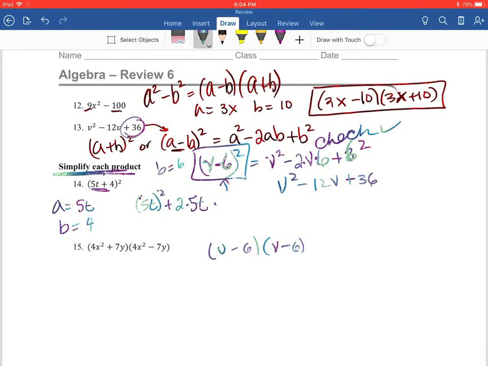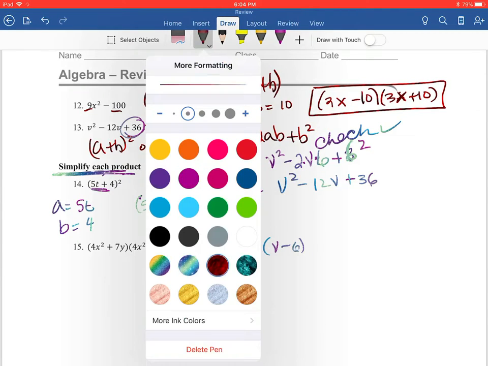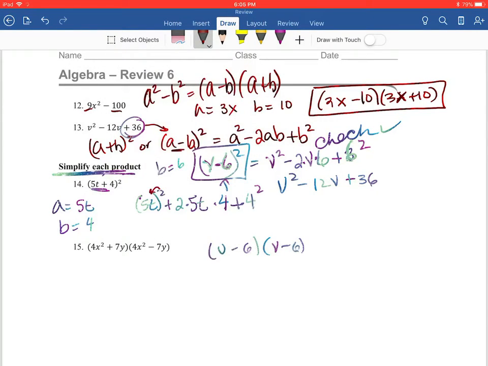So that means when we're simplifying, we're going to the trinomial. That's how you can tell the difference between the two of them. Times my B value, which is going to be 4. Okay? Plus my B value again, which is going to be 4 squared. Now I'm going to simplify all this. This needs to be distributed to both terms, so that's going to be 25t squared plus 2 times 5 is 10, times 4 is 40t plus 16.